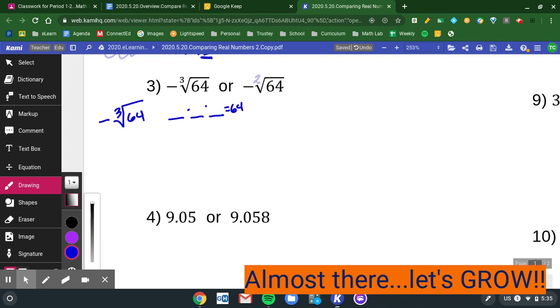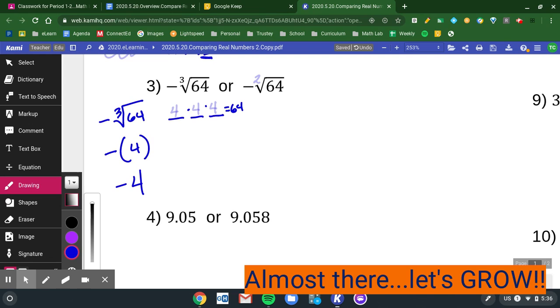Now, please don't jump and say 8, because naturally 8 times 8 times 8 is going to be, well, it's going to be in the hundreds. That is way too big. But what we do know is that 4 times 4 is 16. 16 times another 4 works. Therefore, the opposite of the cube root of 64 is the same as saying the opposite of 4, or -4.